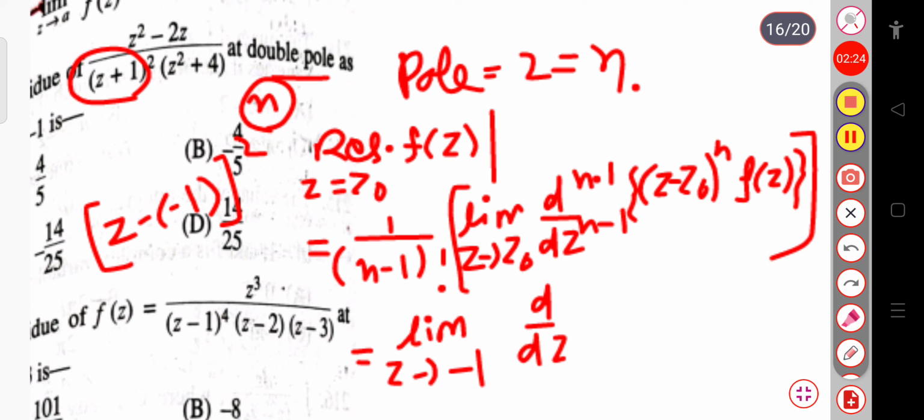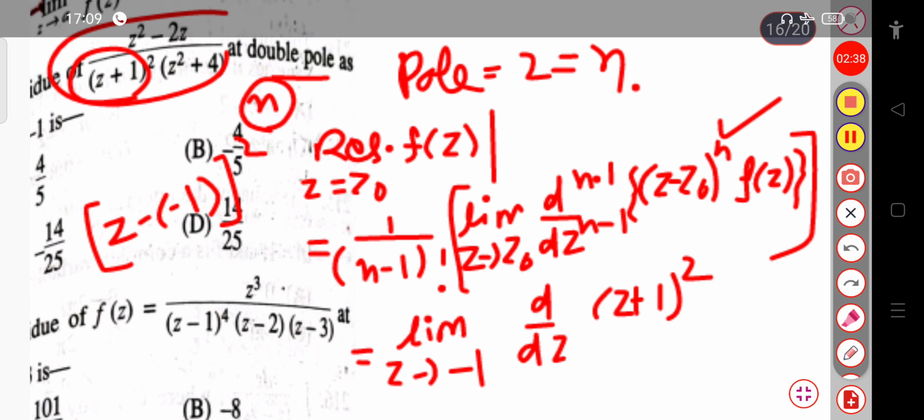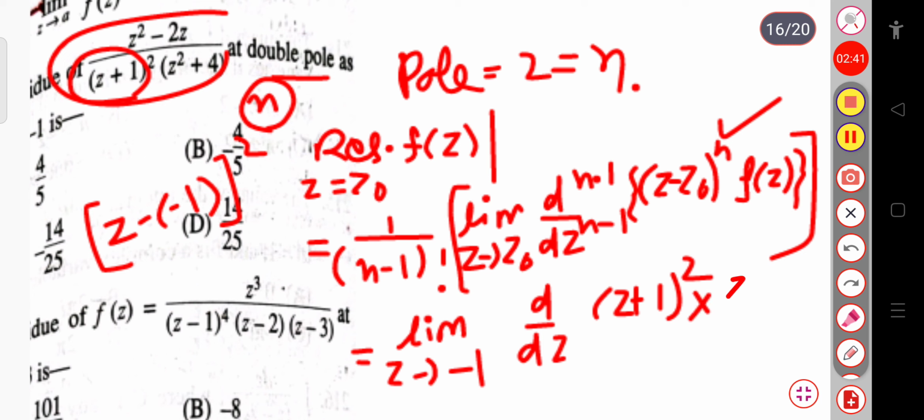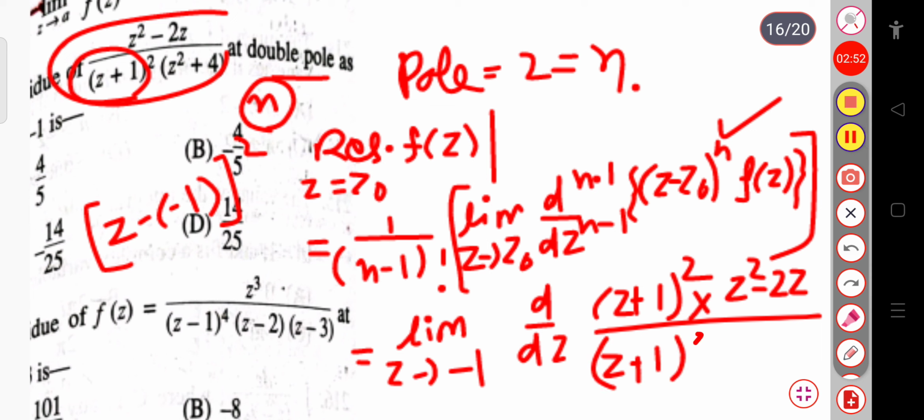Here z minus z naught means z plus 1, minus of minus 1, so this is z plus 1 and its power is 2, since n is 2. And f of z means the total term present here, into (z square minus 2z), the question that is given, divided by (z plus 1) whole square into (z square plus 4). Okay, now you can see these two terms get cancelled.